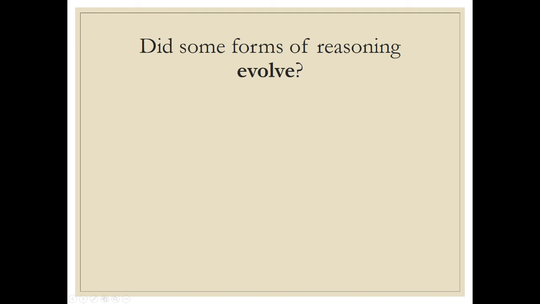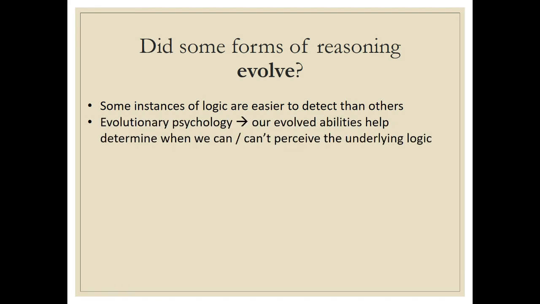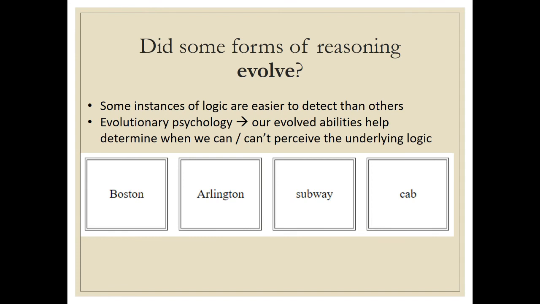Ultimately, we're drawing on information from evolutionary psychology in part, because it turns out that some instances of a logic are easier to detect than others. What we put on those cards will help determine whether we get the task right or wrong. Under evolutionary psychology, it's a little bit of a tangent, just to prepare you for the example I'm about to give: we have evolved abilities that might help us determine the underlying logic of a particular situation. So here's an example. This is the example I tried to give you in class.